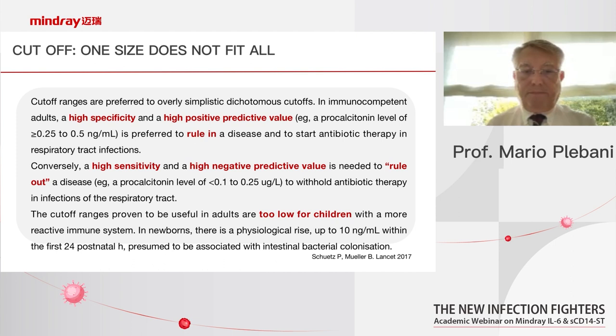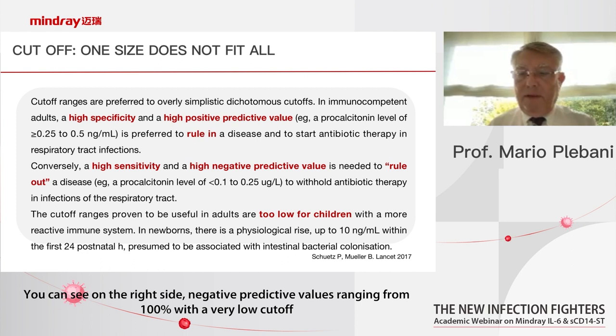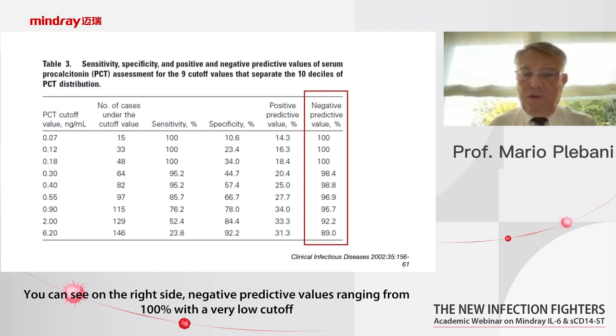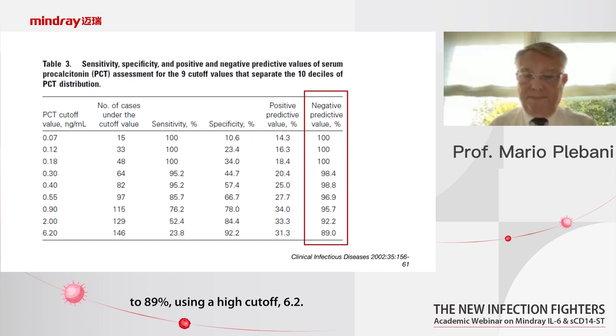So this is what happens when changing the cutoff value. And you can see on the right side the negative predictive value ranging from 100% with a very low cutoff to 89% using a higher cutoff, 6.2.